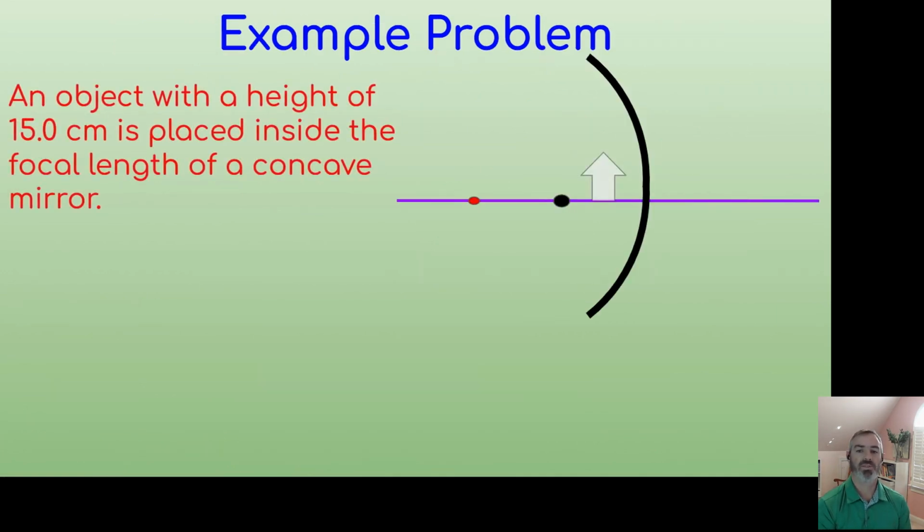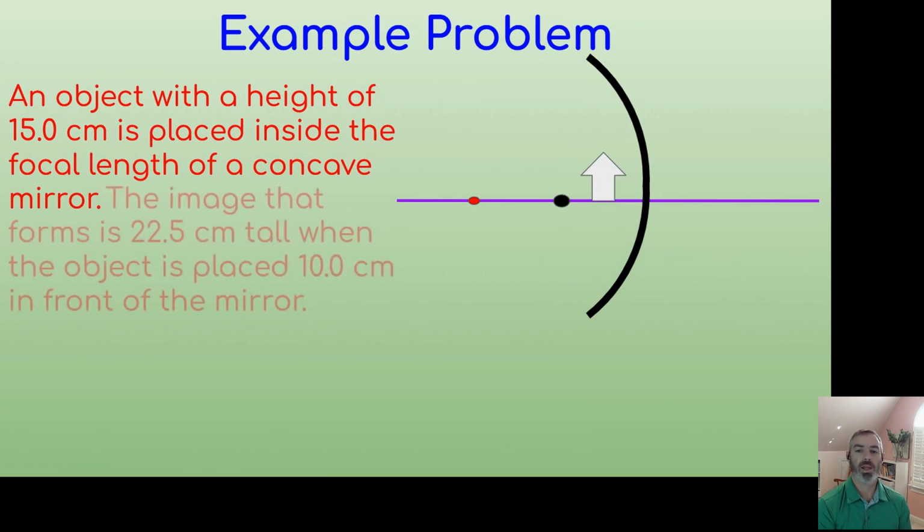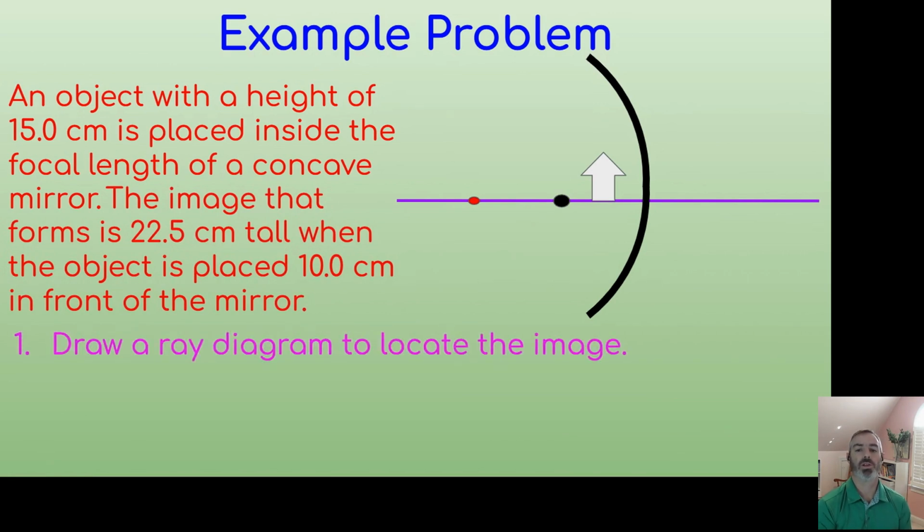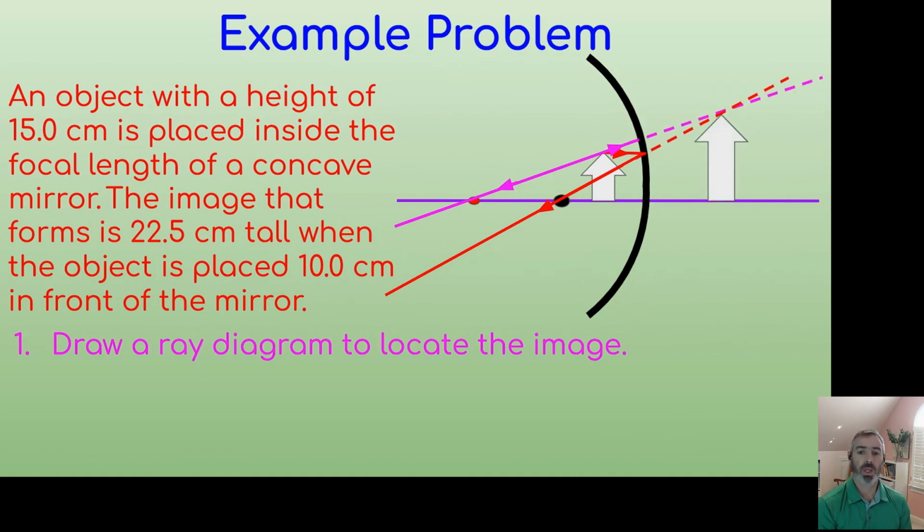So we have an object that's placed 15 centimeters inside the focal length of a concave mirror. And it tells us the image height is 22.5 centimeters tall when the object is placed 10 centimeters in front of the mirror. So first thing we're going to do is draw a ray diagram to locate the image. We draw our ray diagram, and we can see that the rays of light that we draw are going to diverge on the same side as the object. So we're going to extend those rays of light back behind the mirror to locate the image, which is going to be a virtual and larger image.